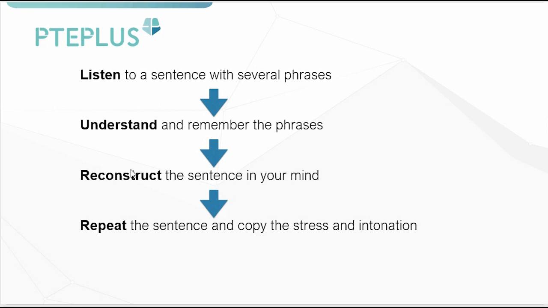After we do that, we have to try to reconstruct the sentence in our mind. So we've got all this information, all the phrases, all the words, all the stress, all the intonation. Now we're putting it together in our mind before repeating it, and finally we repeat the sentence, copying the stress and intonation. So try to keep it as similar to the original sentence as you can, with the same stress in the same locations and the same intonation, inflection and tone that the original speaker has in the sentence.